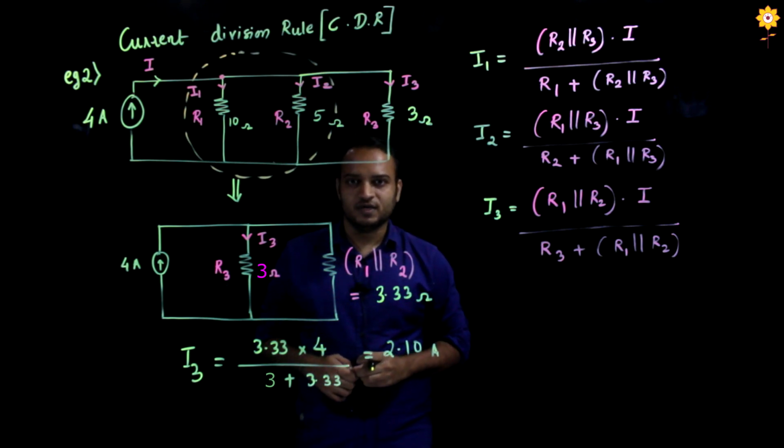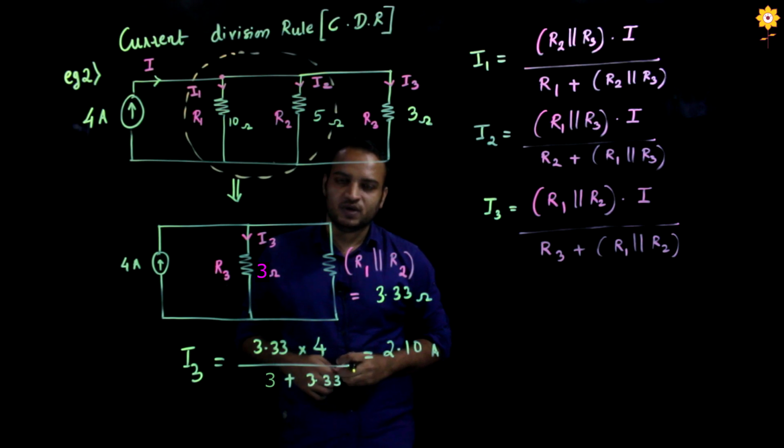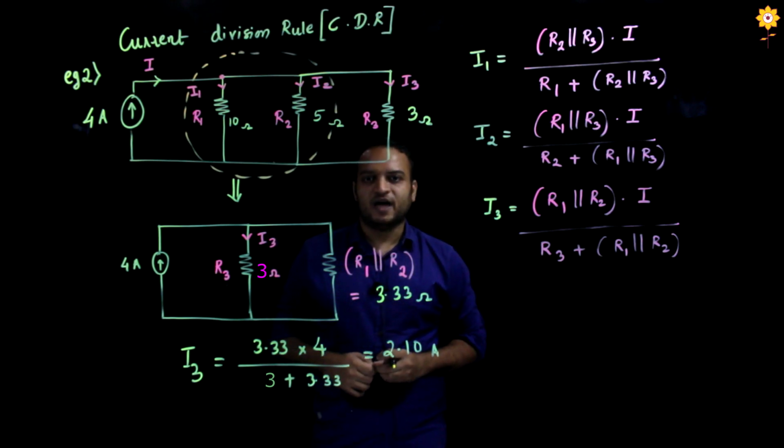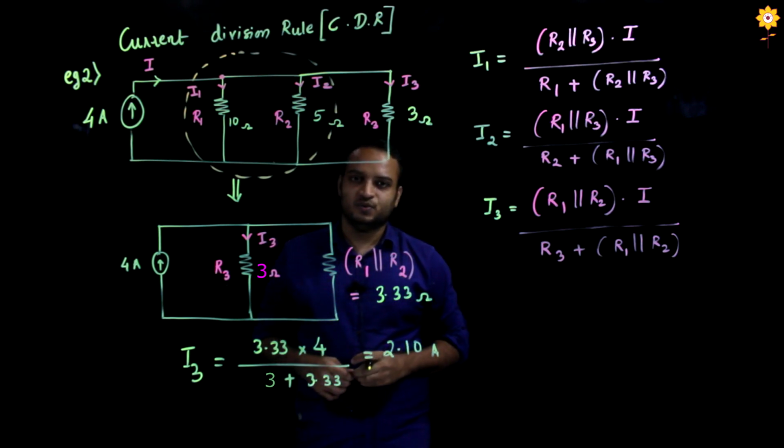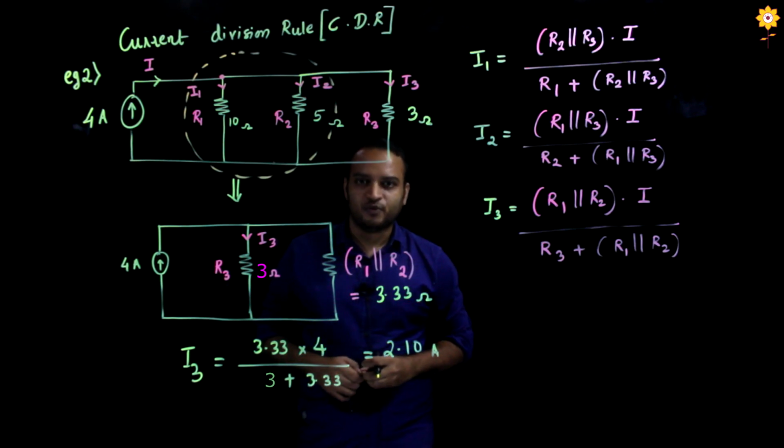So in this lecture, we have seen the difference between series and parallel circuit, and we have seen two important rules, that is voltage division rule and current division rule, and we have seen how to apply that to a given circuit. I hope you have understood.